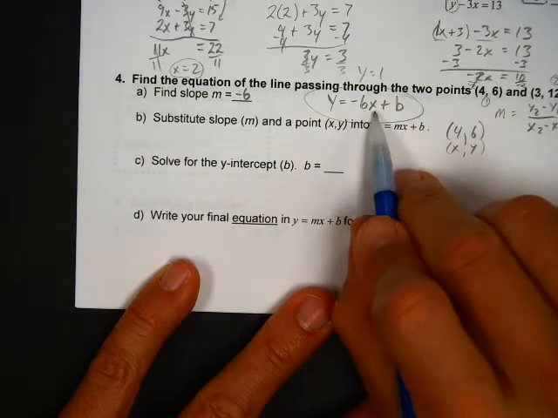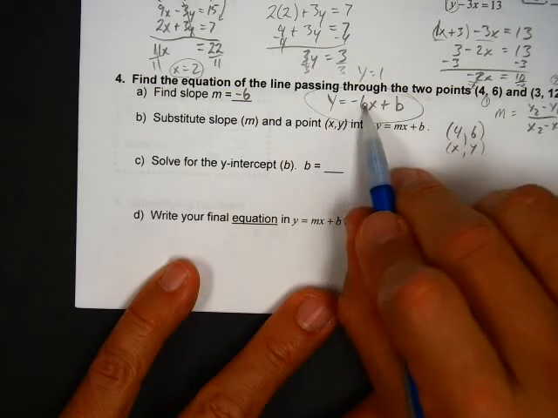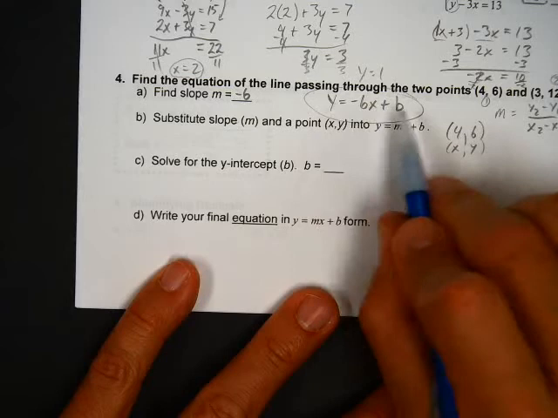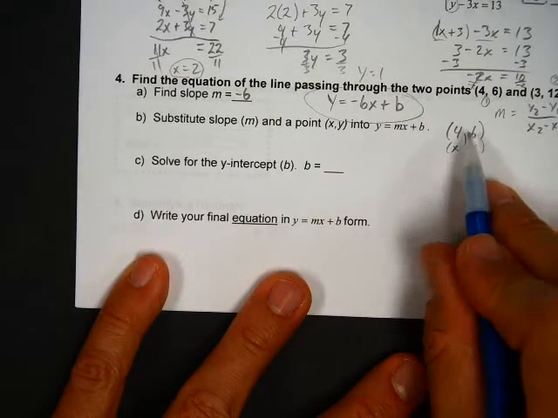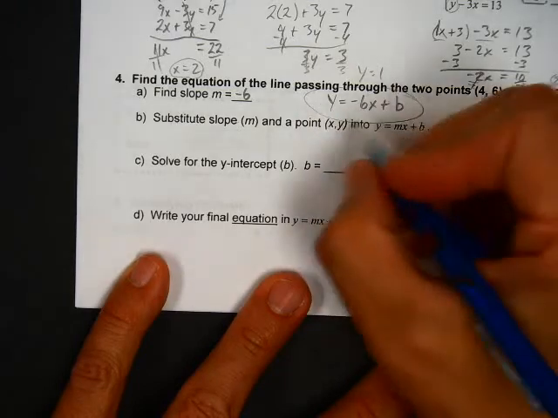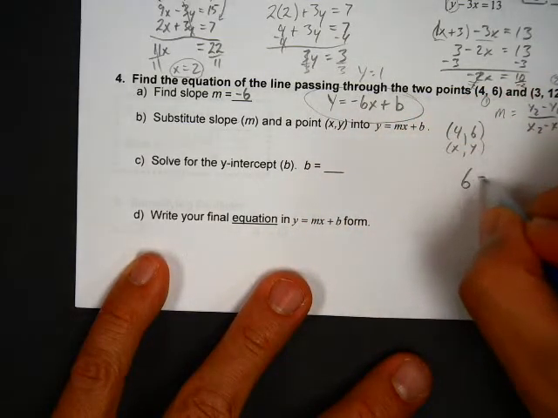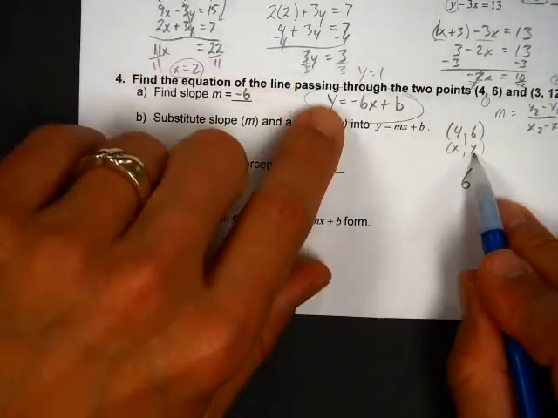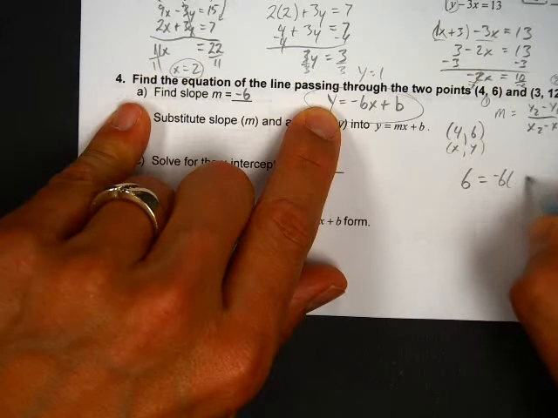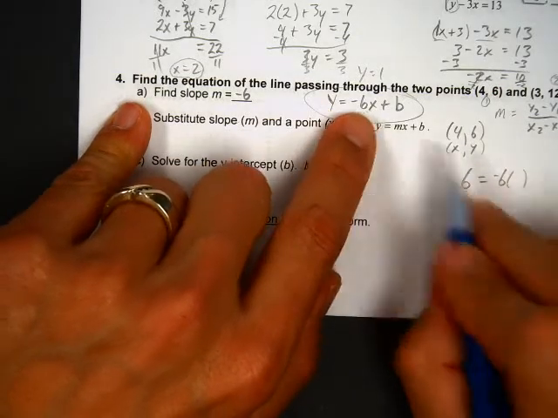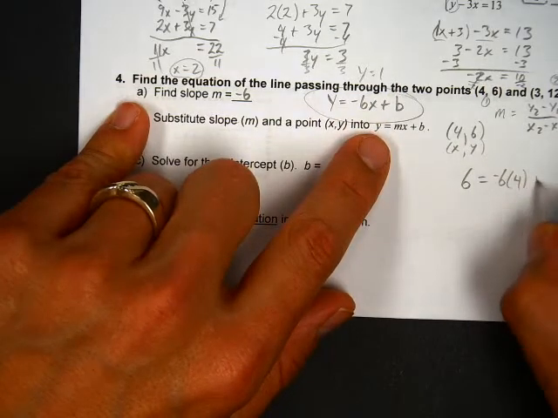Okay, I already know my slope is negative 6, but I need an x and a y value to be able to solve for b. So if we understand that this 6 right here is the y value, let's put the 6 in for the y. 6 is equal to, so that is the 6 that I put in place of y. Now it's equal to negative 6 times an x value. Well, that x value, according to this, is going to be a 4. And then we're going to say plus b.